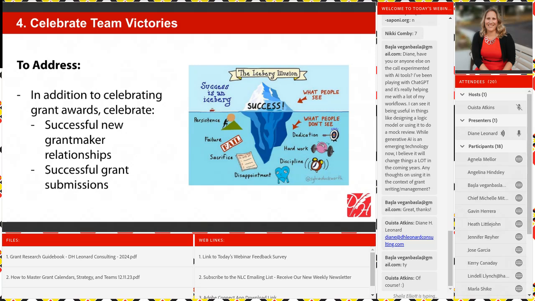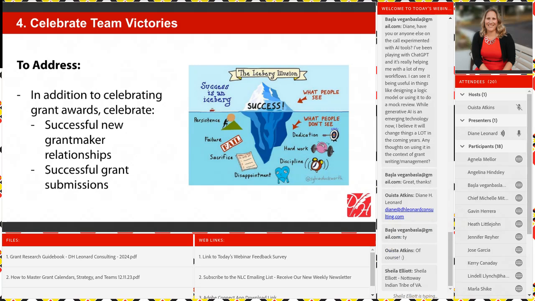So this particular infographic here, this is from Sylvia Duckworth, this particular visual representation of the iceberg illusion. I love it when we think about grants, because what is the success that people see above the surface? They see grant dollars. They see grant awards. That is what is considered the visible success of all this hard work we're talking about today. But what's below it?